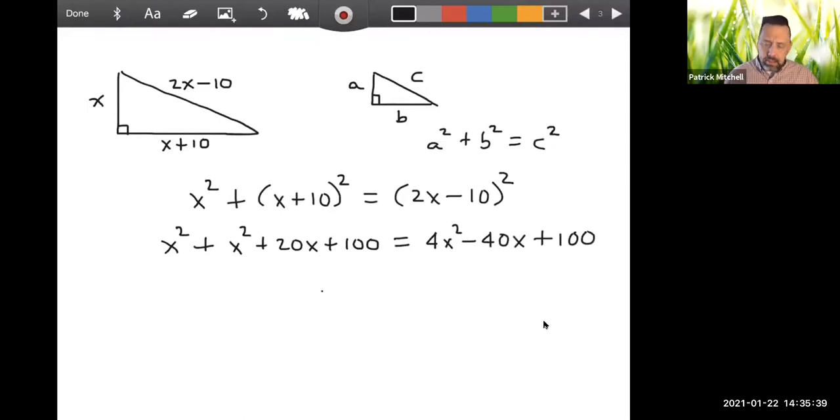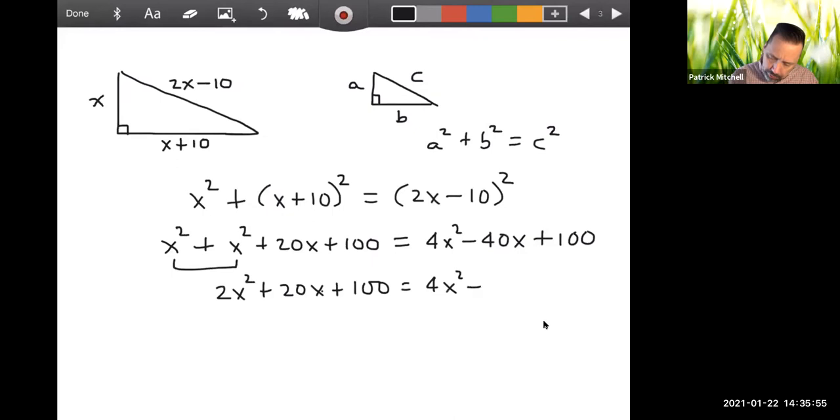All right, so now I'm going to combine my like terms. I see a couple like terms over here. So that's going to give me 2x squared plus 20x plus 100 equals 4x squared minus 40x plus 100. All right, so now I just need to get everything on one side.